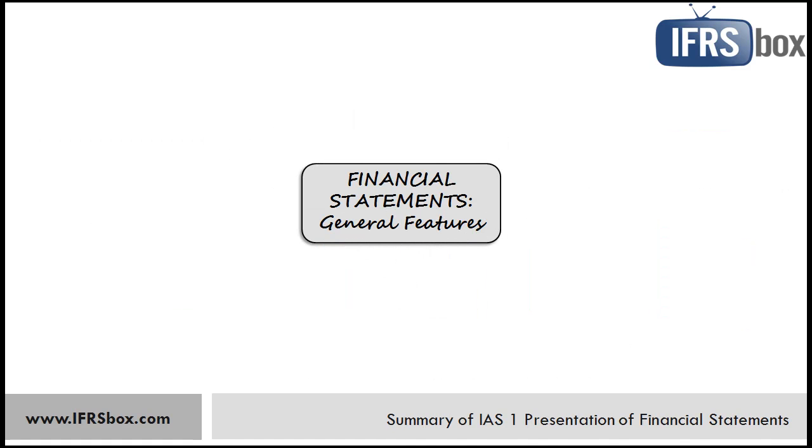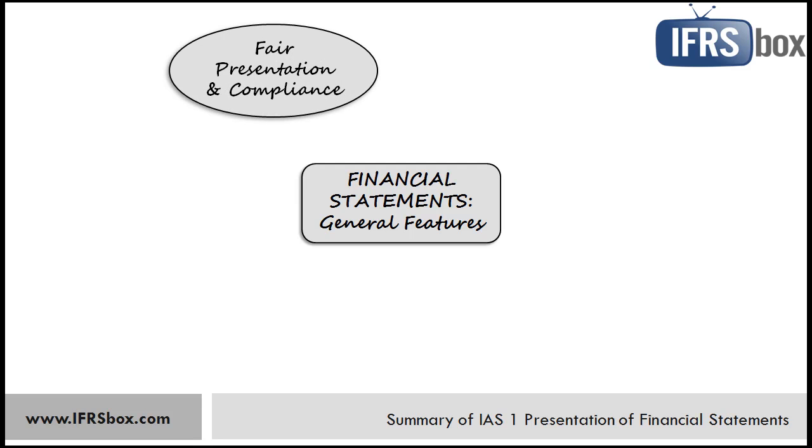IAS 1 then explains general features of the financial statements. Those are fair presentation and compliance with IFRS. This is fulfilled when financial statements are compliant with IFRS in all material respects. The information presented is relevant, reliable, comparable, understandable, with all necessary disclosures as set by the standards. Going concern. The company is able to continue as a going concern in the foreseeable future, at least 12 months. If not, the financial statements must reflect such situation.